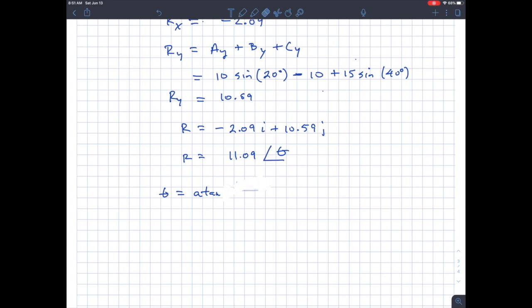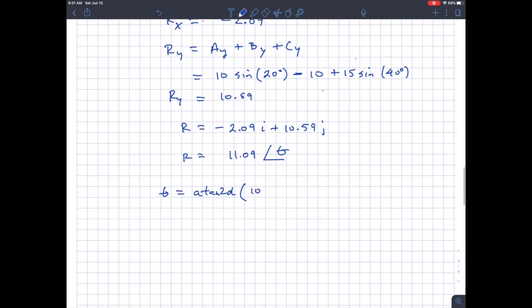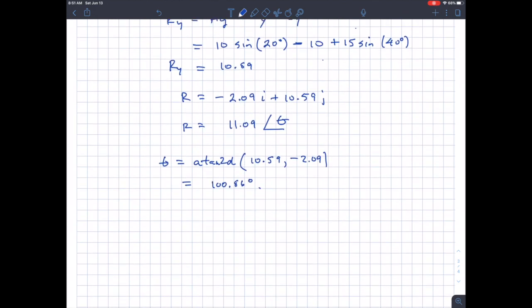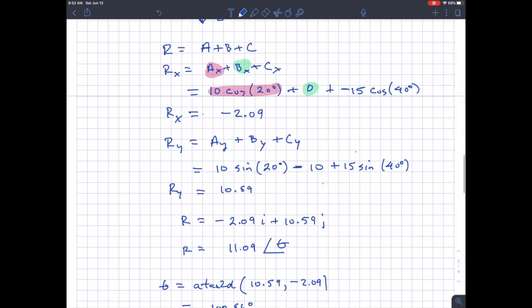Well, I told you, you can use atan2d in Matlab. You can use atan2 on your calculator, give it the y component first, and then the x component, which is minus 2.09. The signs matter, right? That's what gives you the quadrants. When you calculate that, you get theta is equal to 100.86 degrees. You should be able to do that kind of calculation. This shows you a little bit about resultant forces. We're going to do some practice homework problems on this. Give me a shout if you have any questions.